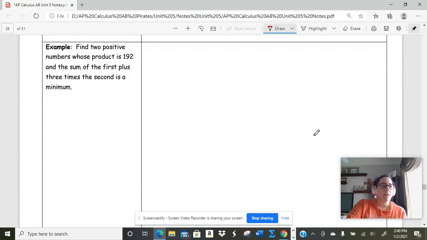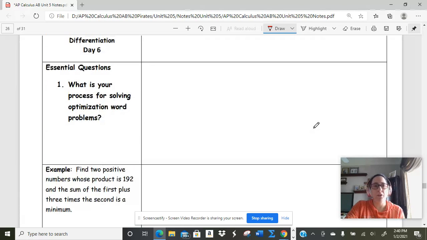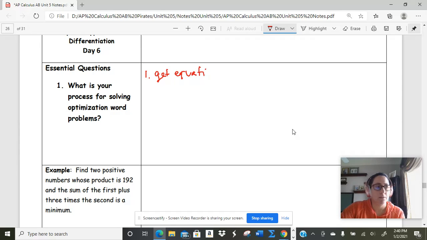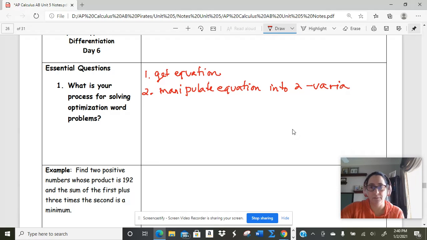Okay. So I'm going to go ahead and actually answer this essential question with you, the process that I like to do for optimization, okay? But first thing I'm going to do is I'm going to get my equation. Then I'm going to make any manipulations to the equations to try to get it down to 2 variables. Substitution, whatever we need.